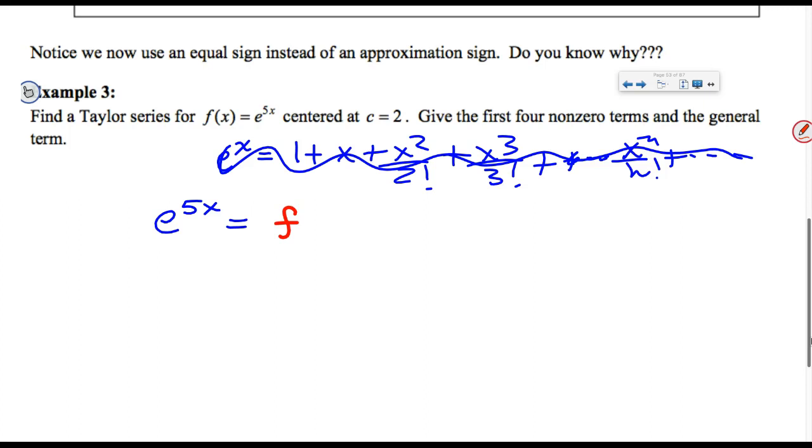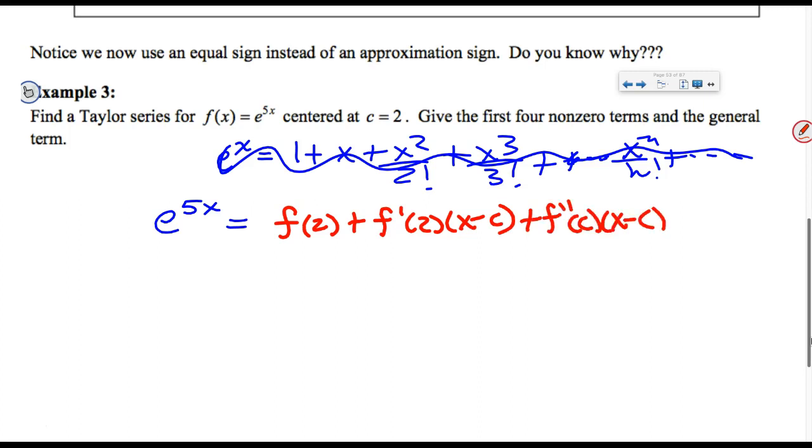F of c, which is 2, plus f prime at c times x minus c over 1 factorial plus f double prime. And if you don't write out the model, it doesn't trigger the process. So although it's a pain to write it out, I'm just going to go like that for now. Notice what it says though. First 4 non-zero terms. It doesn't say 4th degree, so watch that.